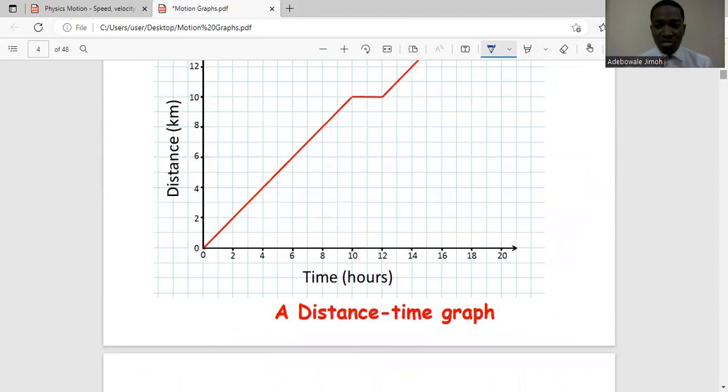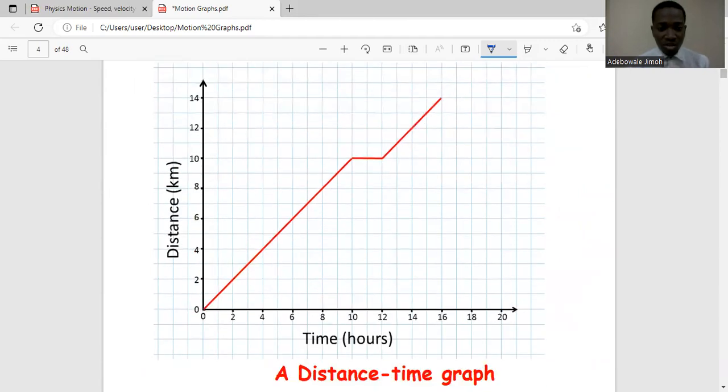If you look at the graph here, this is a distance time graph. You can see the distance occupying the vertical axis, and the unit is here. The distance here is in kilometers, and the time here is given in hours. So if you were to calculate the speed from this graph, your unit will be kilometers per hour. Let's assume you were asked to calculate the speed of the object that is represented by this graph.